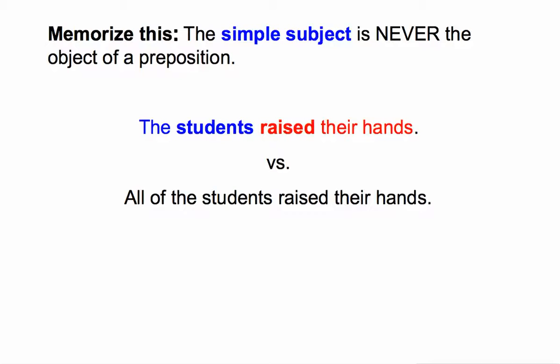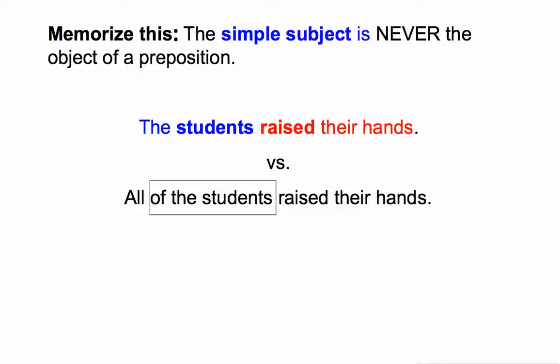Here, what we want to figure out is, who or what is the sentence about? Our instinct is to say students because it's the first noun that we see. We visualize students raising their hands. But be careful. Look at the structure. Of the students is really a prepositional phrase, which means the simple subject cannot be students.